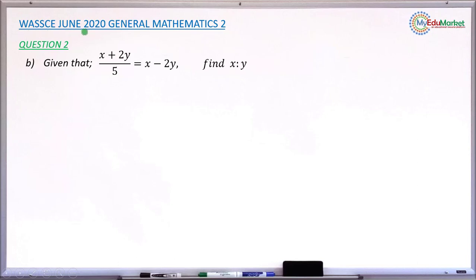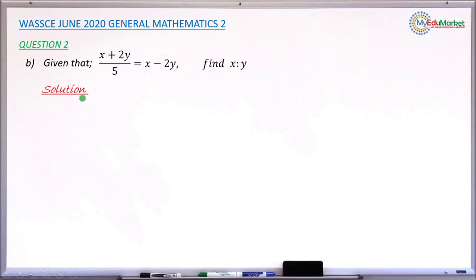This is WAEC June 2020 General Mathematics Paper 2, and we are answering question number 2B. The question says, given that (x + 2y)/5 = x - 2y, this is the equation given, find the ratio of x is to y. X is to y is what you are asked to find from this very equation. So let's attempt to answer this very question together.